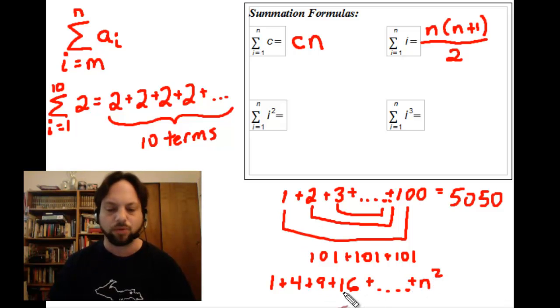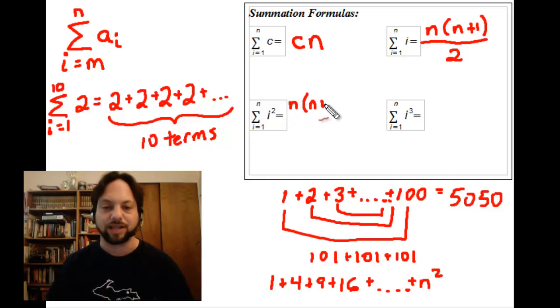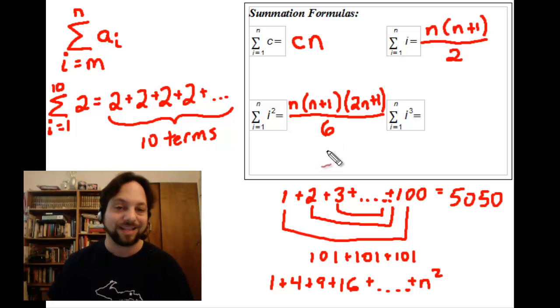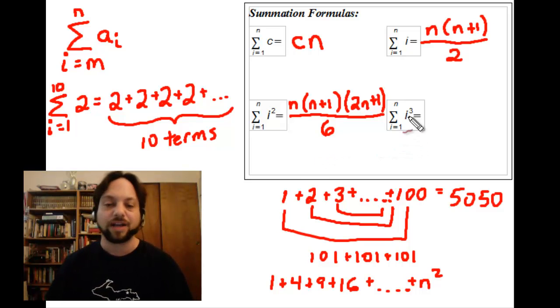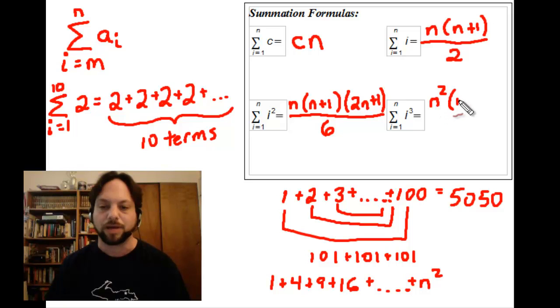If we add all those up, what we're going to get is this pretty nasty looking thing, but it's a lot better than actually adding them up, so we'll go with it. n multiplied by n plus 1 multiplied by 2n plus 1, and that will all be over 6. So there we go. If we're adding the squares, we get this nasty thing, but again, it's better than actually adding. And finally, if we're adding together the first n cubic numbers, the way that's going to end up is simply n squared multiplied by n plus 1 quantity squared, all divided by 4.